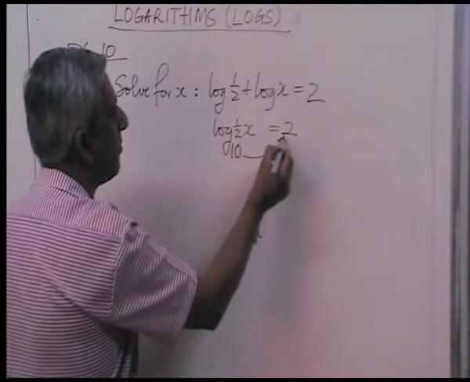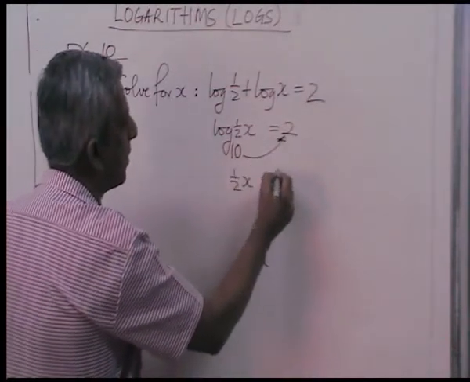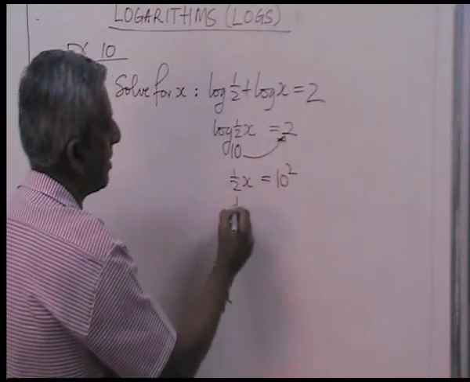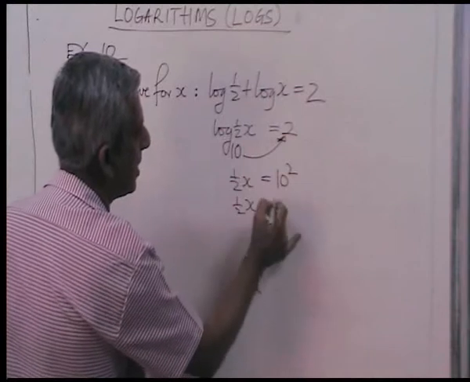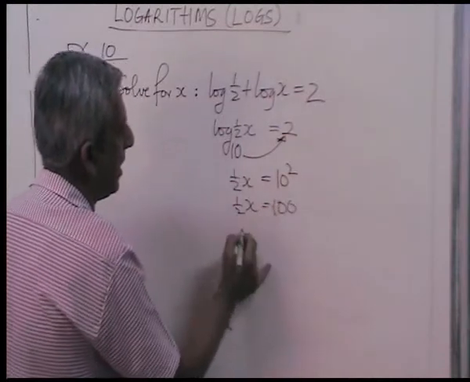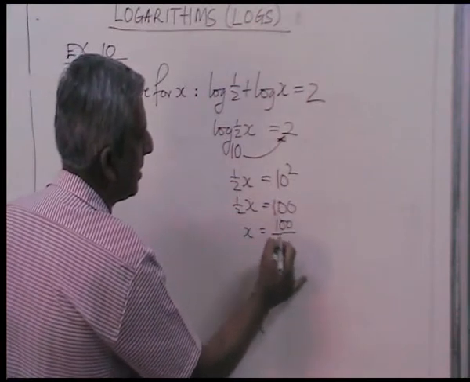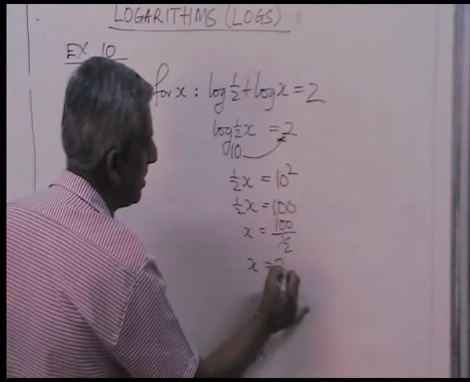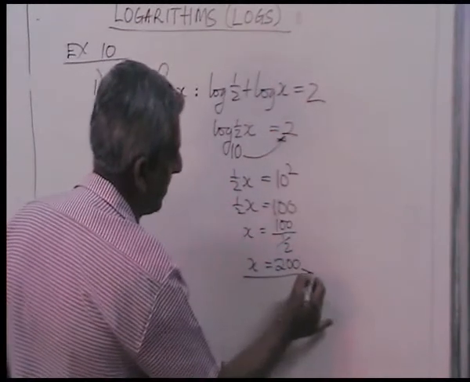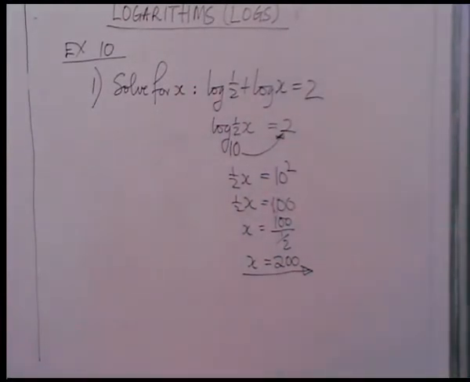And now I'm going to convert to index form. So half x is equal to 10 squared. Half x is equal to 100. 10 squared is 100, and therefore x is equal to 100 divided by half. So x is equal to 200. Alright, that was number 1.